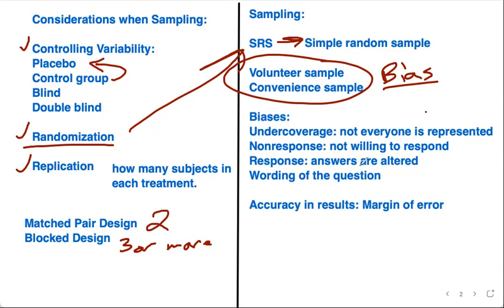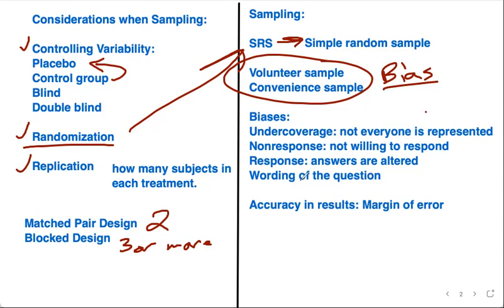Response bias is when the answers are altered. You may lie, you may bend the truth, you may say something differently depending on how it's presented to you. And then, of course, the wording of the question may be subjective. A good example would be, "I'm doing a good job, aren't I?" Which is trying to get you to say yes.